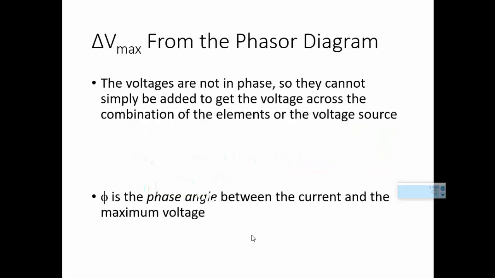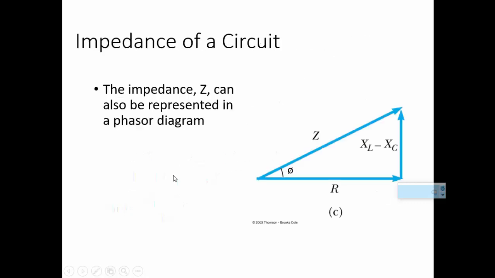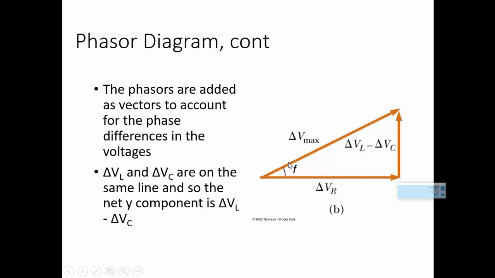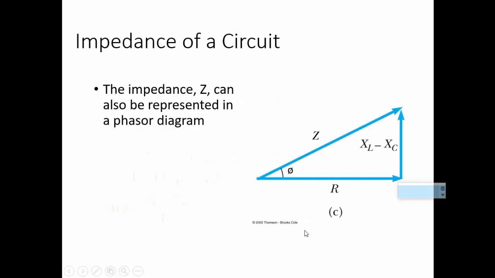Now from the phasor diagram, the voltages are not in phase, so they cannot simply be added to get the voltage across the combination. Oh guys, I missed something here. Some words were missed, so let me fix it. Theta is the phase angle between the current and the maximum voltage. So we have theta as the angle between this and the maximum voltage.